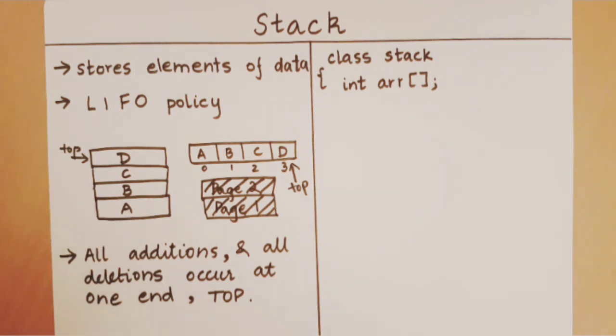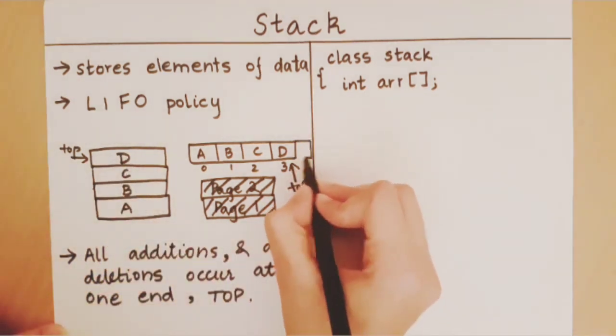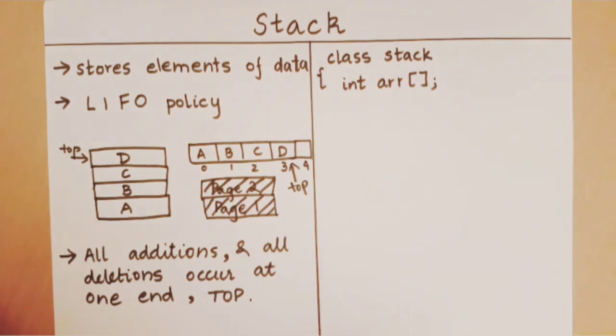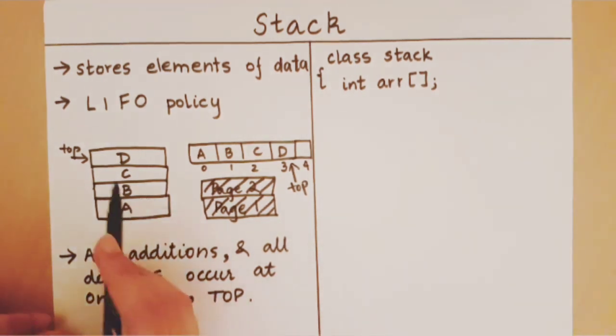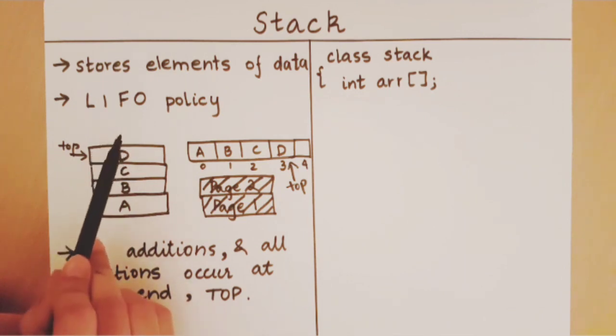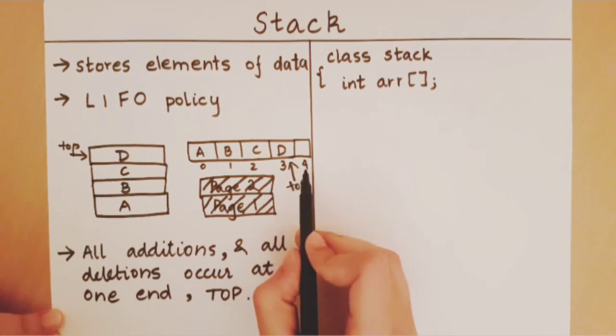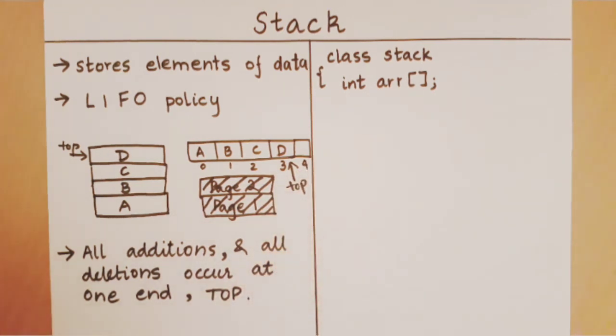Suppose we have to input another element, say E. E will go above the top. Let's say this array was of 5 elements. When we input E, E will come to the top of the stack and E will now be the new top of the stack. Similarly, when we input E here, the top would have moved to the element E, or rather the top would have moved to the index 4.